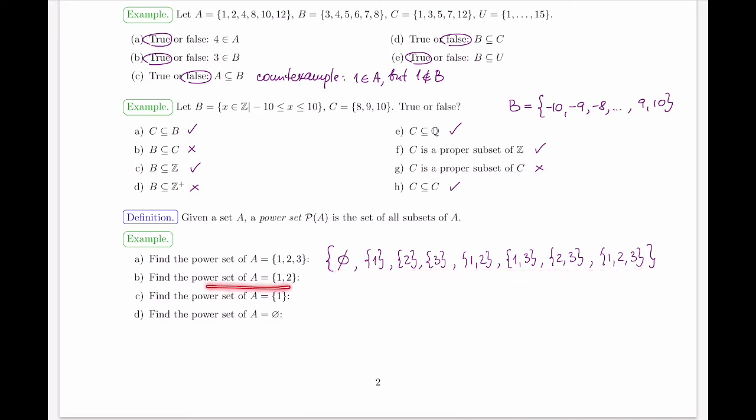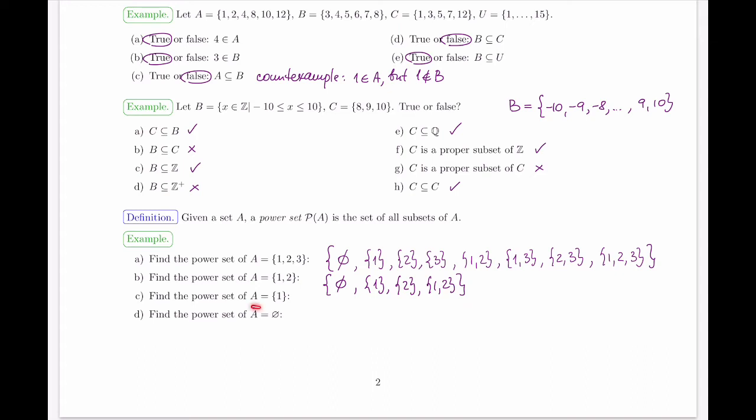What about the power set of just {1, 2}? Well, we can proceed in a similar fashion to how we found the subsets of {1, 2, 3}. So the smallest thing I can do is include the empty set. Then I have a set containing just 1, a set containing just 2, and a set containing both 1 and 2. And the power set will have to contain all of these.